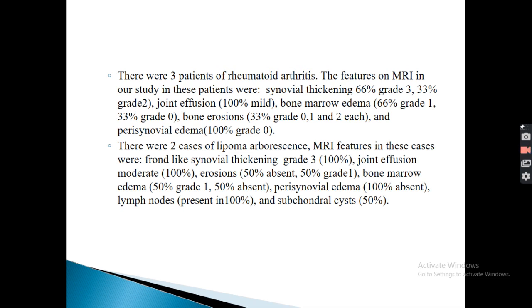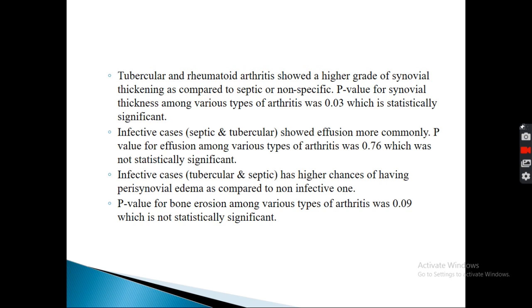There were 2 cases of lipoma arborescens. MRI features in these cases were synovial thickening, which was grade 3 in 100%, joint effusion moderate in 100%, erosions 50% absent and 50% grade 1. Bone marrow edema, 50% were grade 1, 50% cases absent. Perisynovial edema, there was 100% absence, lymph node present in 100% cases, and subchondral cyst 50%.